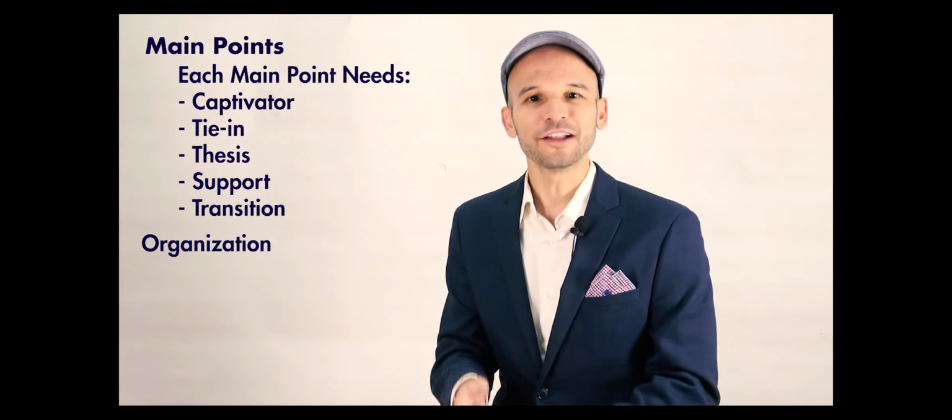We've now discussed the meaty part of your sandwich, the main points. We learned that every main point should have 5 parts: captivator, tie-in, thesis, support, and transition. Moreover, you should take some time to think about how to organize your main points in a speech. You will repeat this structure through each main point until you get to the conclusion. We will discuss what you do in the conclusion in the final segment of this video series.